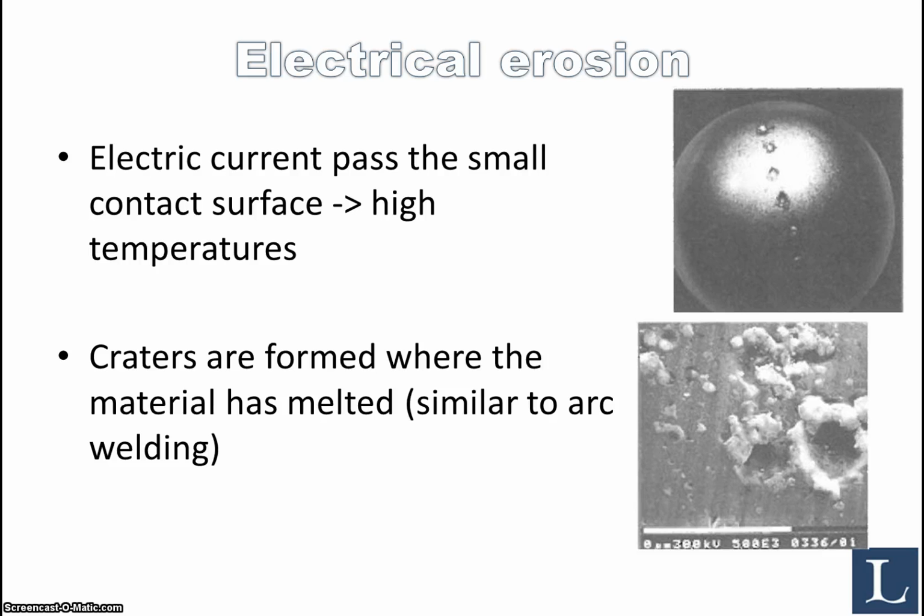Electrical erosion can also occur if you have an electric current passing through the bearing. The current will pass the small contact area or contact surface, which makes it very high energy density, and you will encounter very high temperatures. This will result in small craters that are formed where the material is melted. You can see the resemblance to arc welding. The damage will typically look like this in the microscope that you see here. You have even some material that has been thrown out from the actual crater. And these small pits or damages can of course also act as initiation sites for crack initiation and propagation.